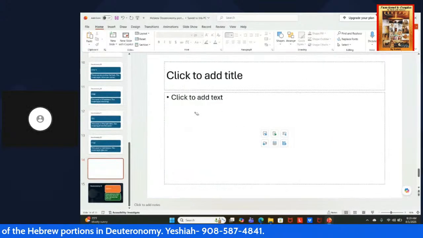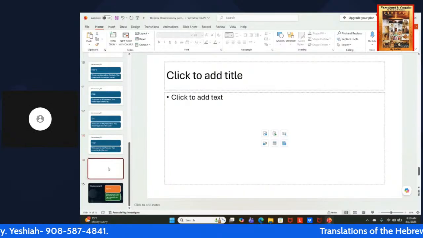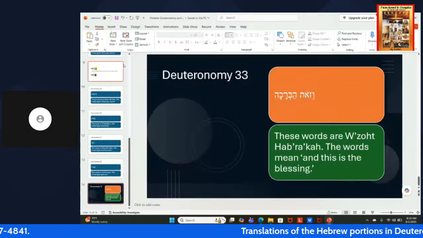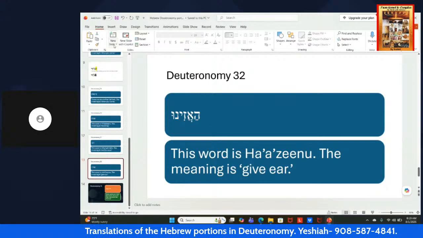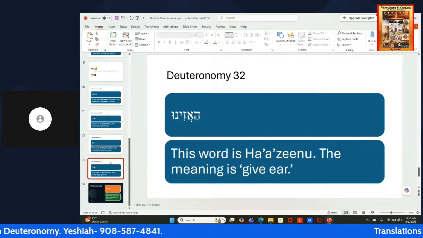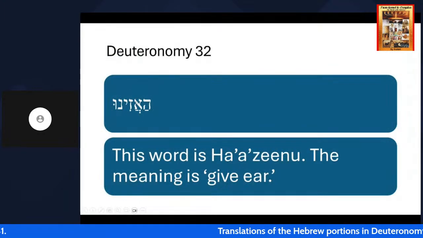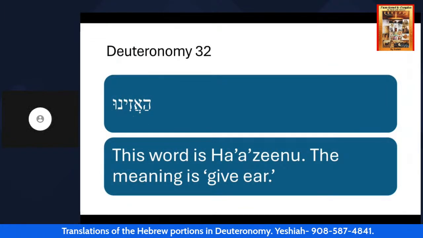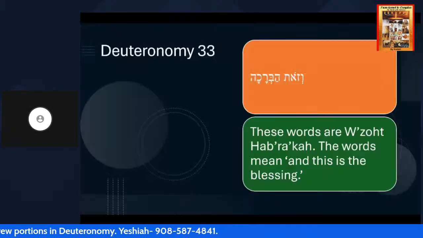We'll move on from that. Let's look at this here. If we were to look at it from this matter here, the Aleph, the Zayin, and the Nun, brothers and sisters, mean ear. So I just wanted to point that out as we close out.